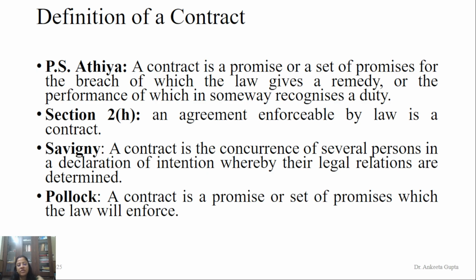And this takes me to the next definition, where Pollock says that a contract is a promise or a set of promises which the law is going to enforce. This is in line with Atiyah, but Pollock takes one step backward, wherein he is not even talking in terms of a duty. He says, no, if you have made a promise, it has to be enforced. It has to be adhered to.